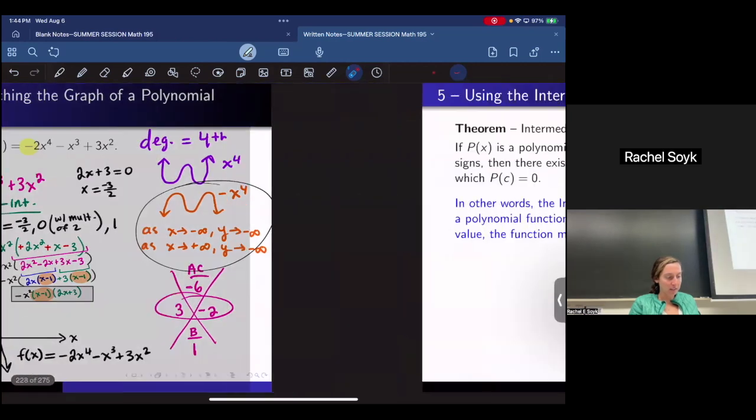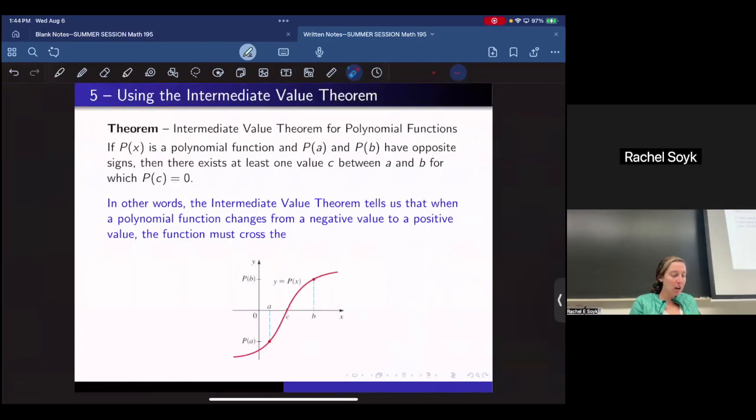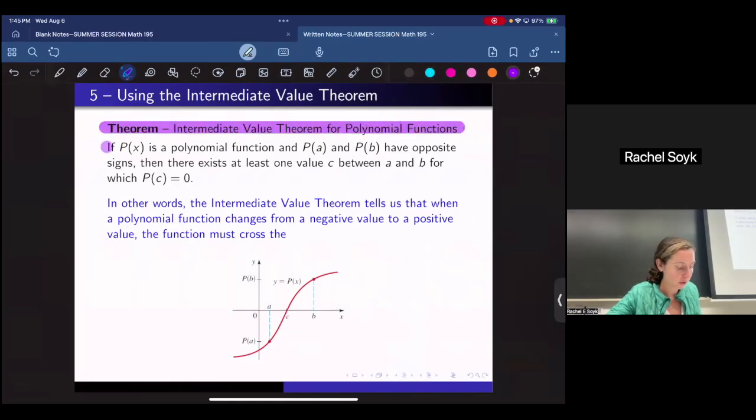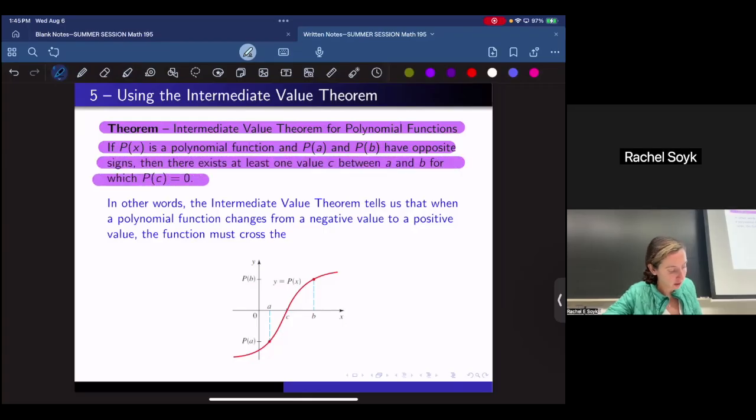All right. And we're finally on to our last objective for today, which is using the intermediate value theorem. Very, very important theorem. And so I'll actually read this one too. Some people abbreviate it as IVT, so I'll put that in parentheses.